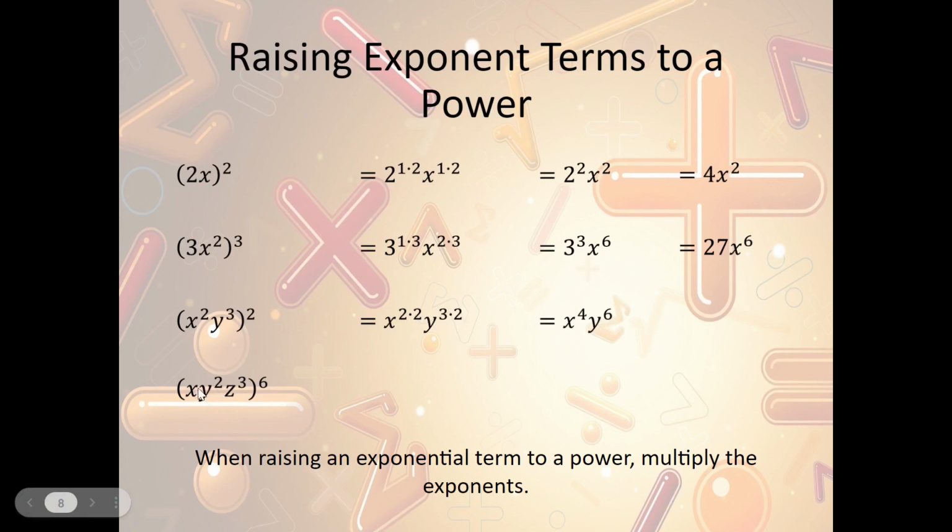Now we have x, y squared, z cubed, all to the 6th. So we're just going to multiply each of the exponents by 6. So we get x to the first times 6, and y to the second times 6, and z to the 3rd times 6. And we're just going to multiply these out. So 1 times 6 is 6, 2 times 6 is 12, and 3 times 6 is 18. So we should get x to the 6th, y to the 12th, z to the 18th.